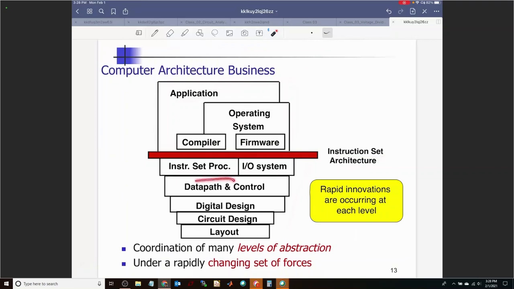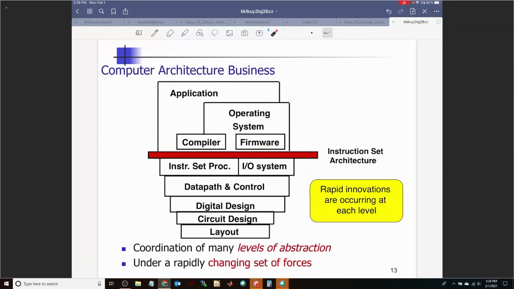Underneath that, we have all the things that we learned in the previous class: data path, ALU, registers, the control unit, all of that go over here, which are made up of digital design that can be further looked at a lower level in terms of circuit design and layout. So if you want to improve overall performance, then you need to start looking at things at each level, right? Innovate at each level, because it's going to change how your next level operates.